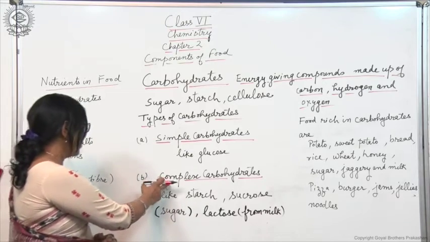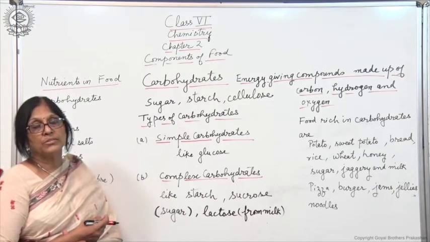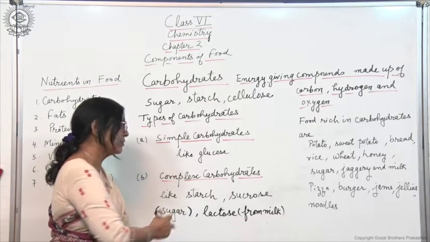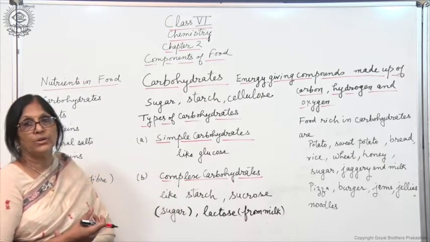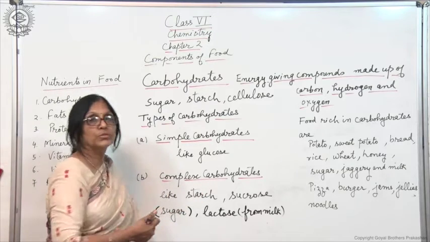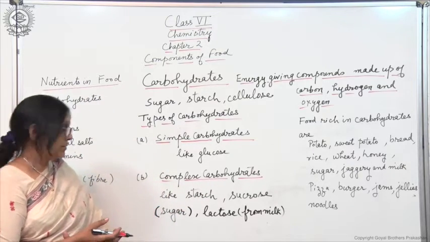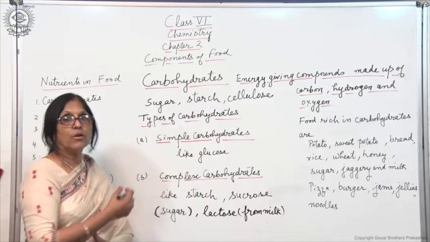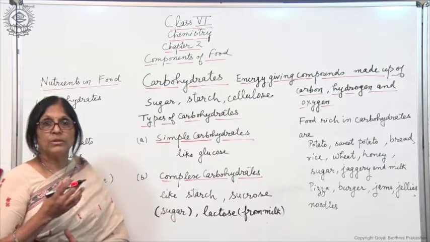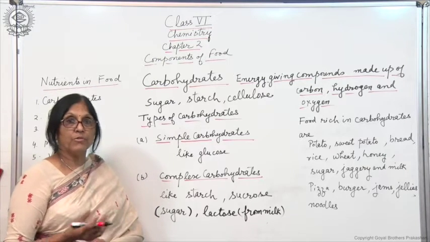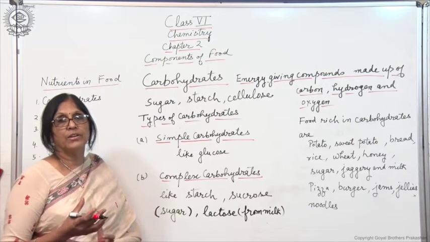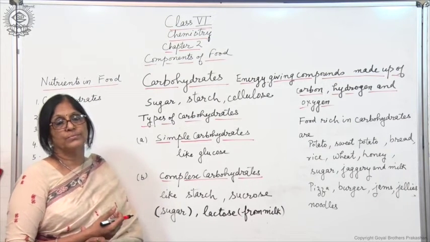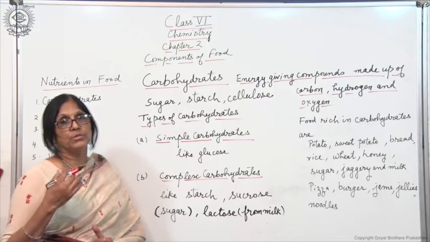The second type of carbohydrate is complex carbohydrates. Now complex carbohydrates are starch, present in foods like wheat, potato, rice; sucrose, which is present in sugar; and lactose, which is present in milk. These complex carbohydrates cannot directly be absorbed by the blood. They first have to be digested and converted into a simpler substance like glucose, and then it can be absorbed by the blood to give energy.